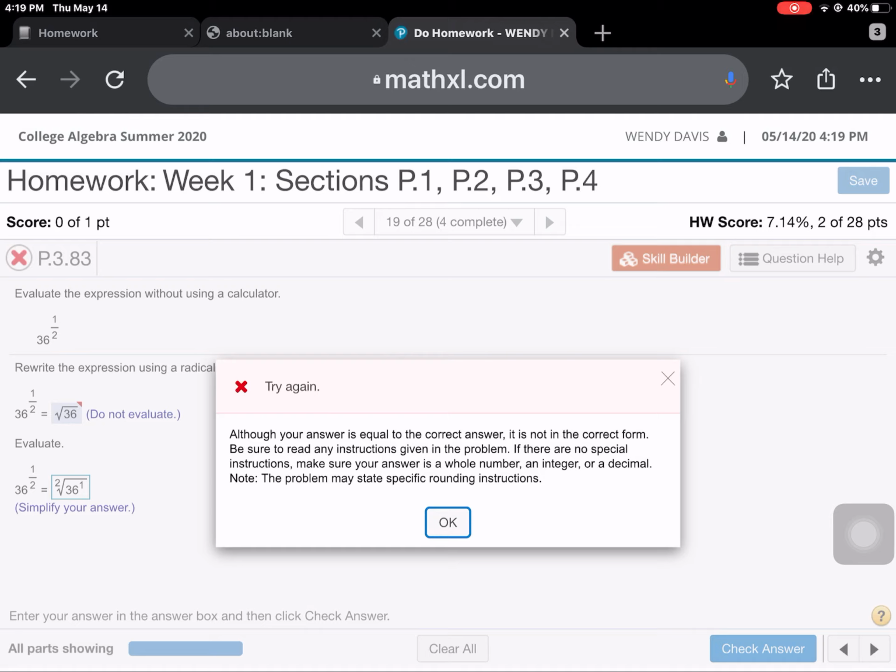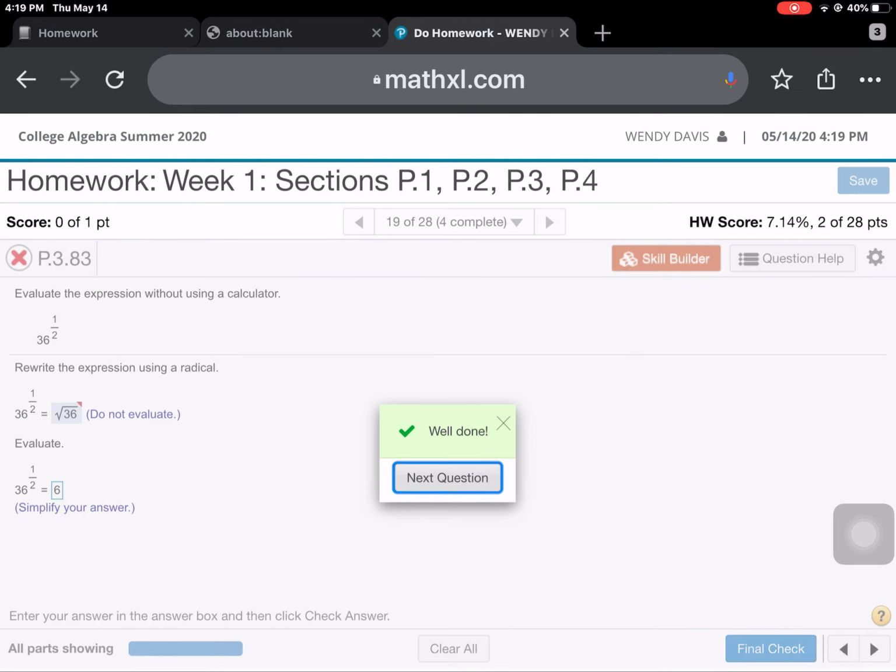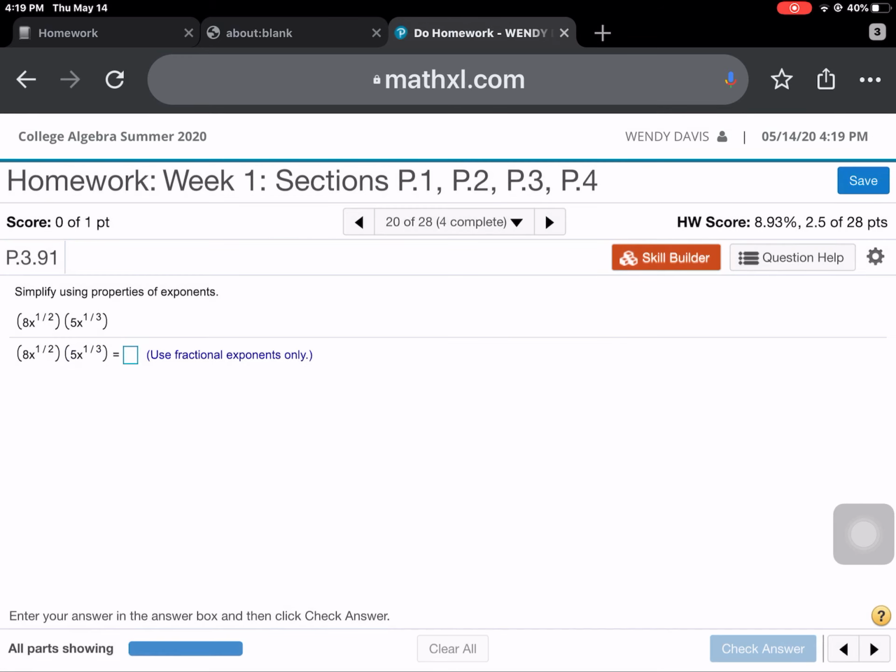And check your answer, okay? Now, it's not in the correct form. That's because you can find a final answer for that. The square root of 36 is 6. So let's start over. The square root of 36 just comes out to 6. So it tells you if you need to do some more.